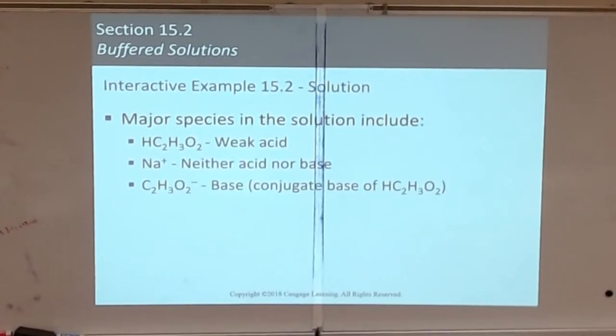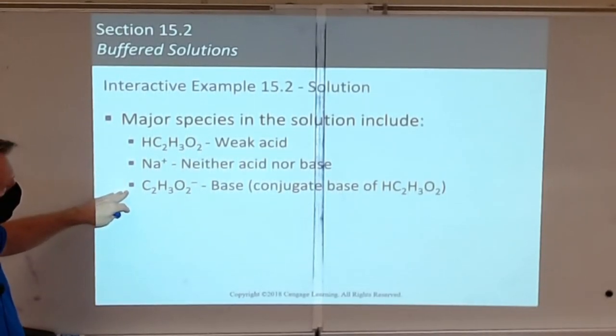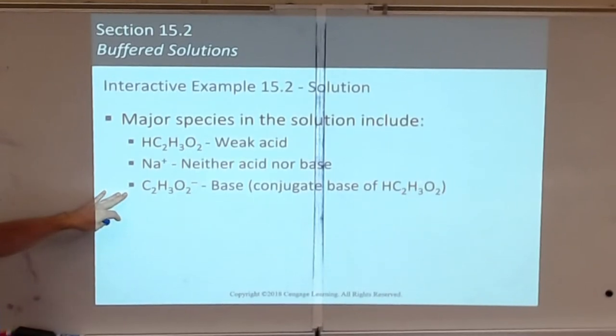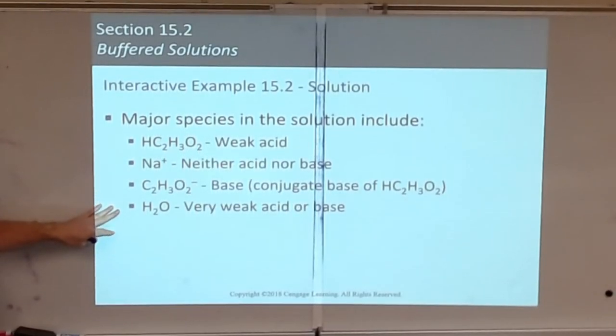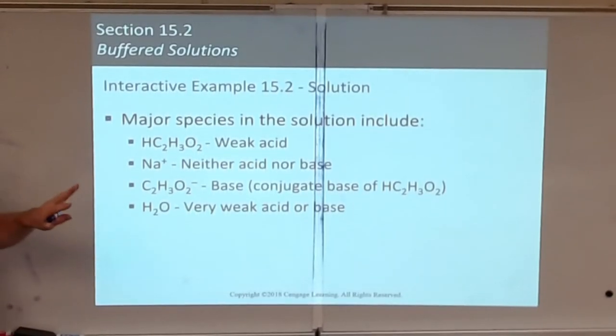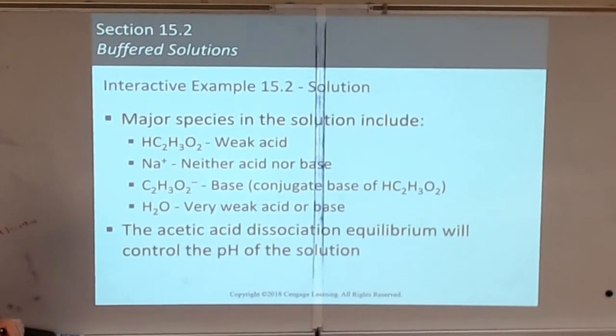Here's my major species. This is not going to have any effect, because sodium forms with hydroxide, it's strong. This does not affect hydrogen ion concentrations or hydroxide. This is a base. It is the conjugate base of the acetic acid. So these are my major components. And I've got water, of course. Everybody following so far? Those are my major species.